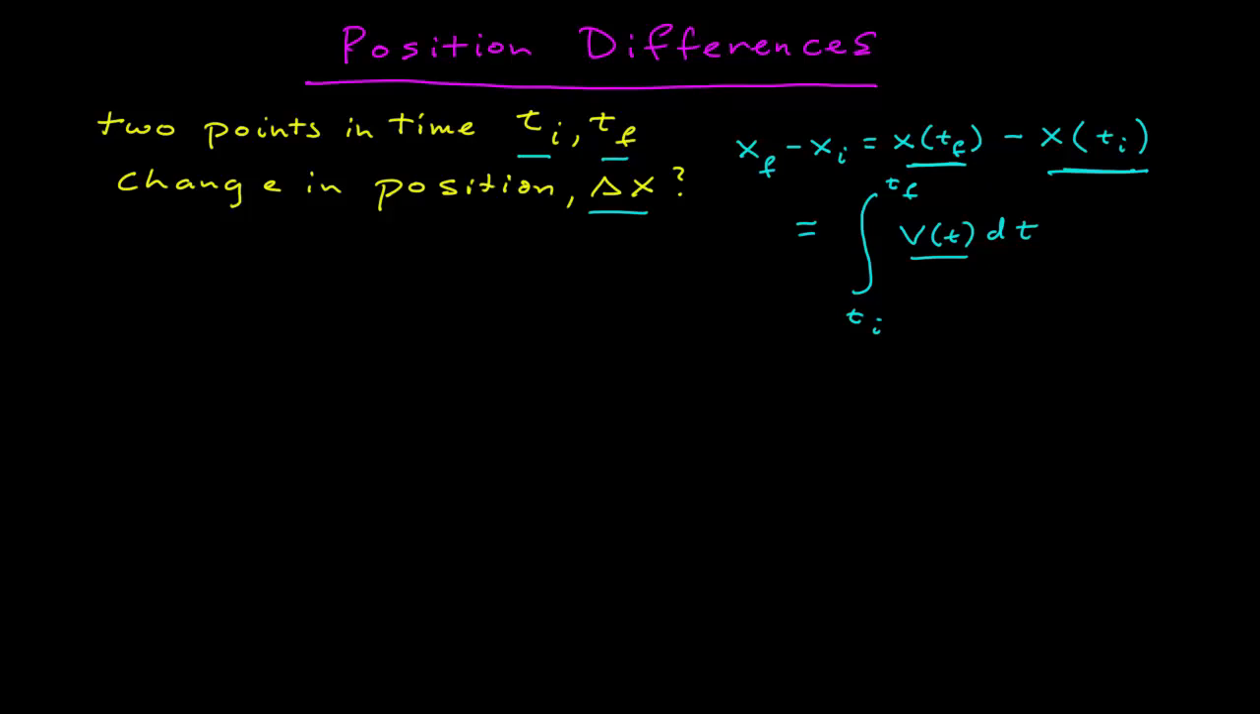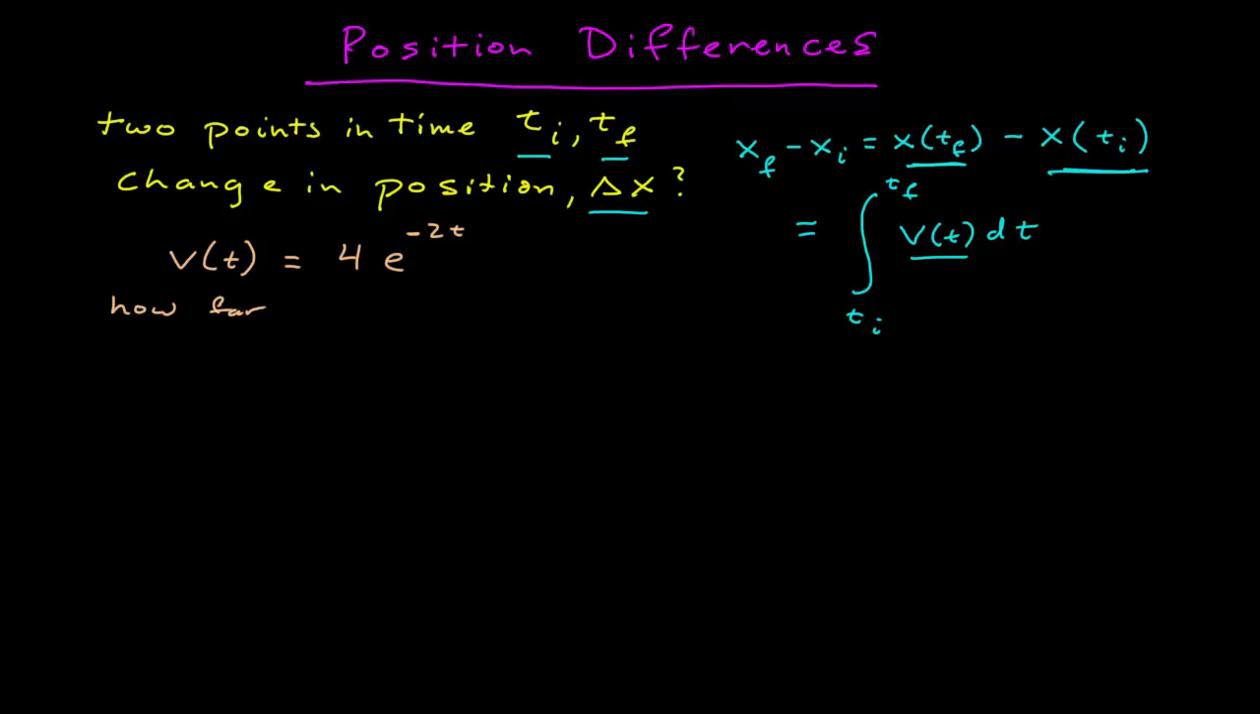So let's do an example. We'll do a more interesting one this time. Let's say I have a velocity function that's equal to 4 times e to the minus 2t. So it's exponentially decaying. It starts with a velocity of 4 and exponentially decays at this rate. And I want to ask, how far does it get?